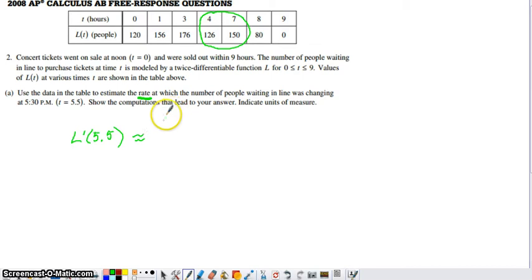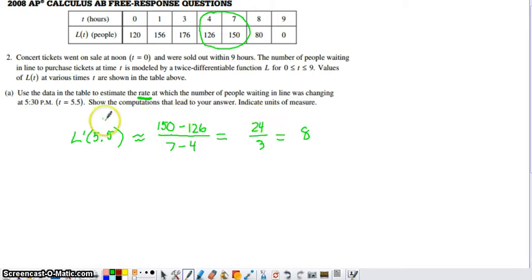So if we just go right into a slope calculation, we take the difference between the y values, so 150 minus 126, over the corresponding difference between the x values, or the t values in this case, so that'd be 7 minus 4. This is a calculator problem, but I think we can manage with this particular calculation without a calculator. In that numerator you're looking at 24 when you take the difference. In the denominator you're looking at 3, and this is going to be 8.